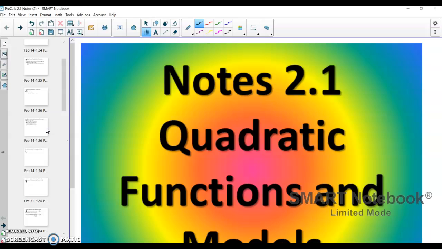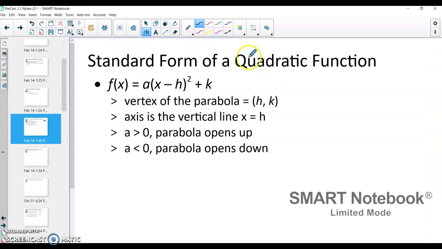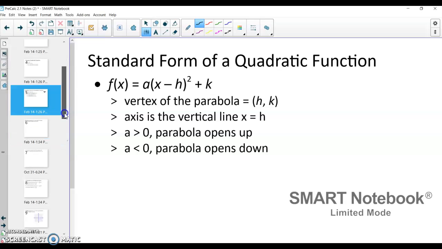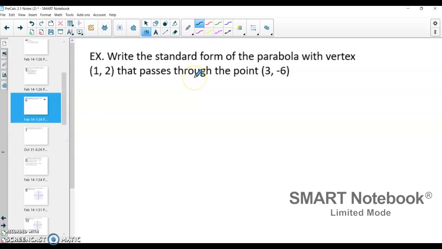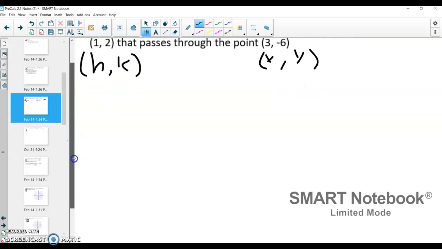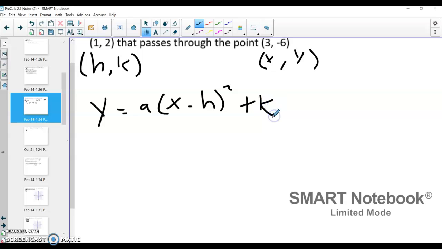Okay, the first big thing I need to highlight is the standard form of a quadratic function where you have h and k is the vertex and x and y would be some kind of point on your function. And so when you see a problem that's going to need that, it's going to look like this. So writing the standard form of a parabola or of a quadratic, giving you a vertex and passing through a point. So this here is my h, k, this over here would be like my x, y, and so we know that that standard form is y equals a times (x minus h) squared plus k, right?